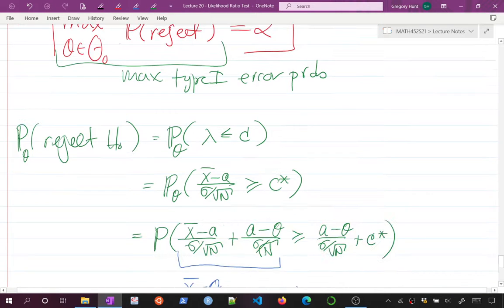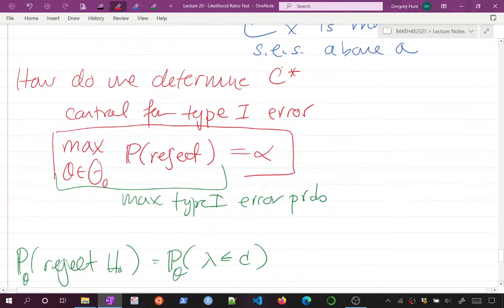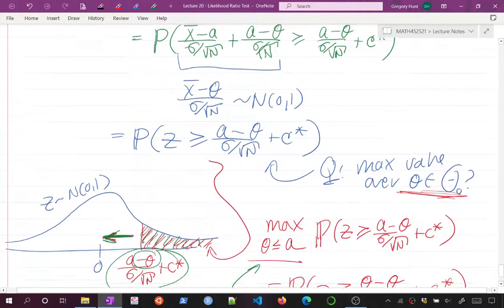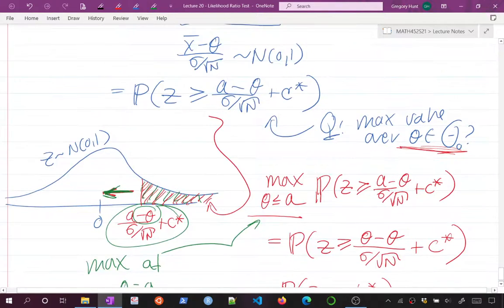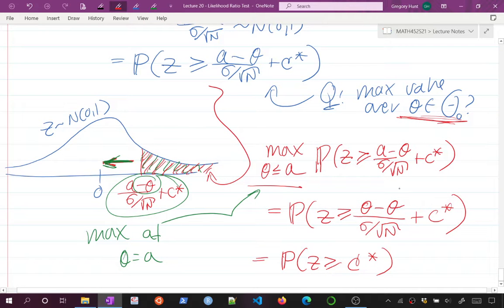And so how do I determine what c star to choose so that my type 1 error probability is alpha? Well, let's calculate the type 1 error, or the maximum type 1 error. We showed that the maximum type 1 error is basically the probability Z is bigger than this expression involving theta.